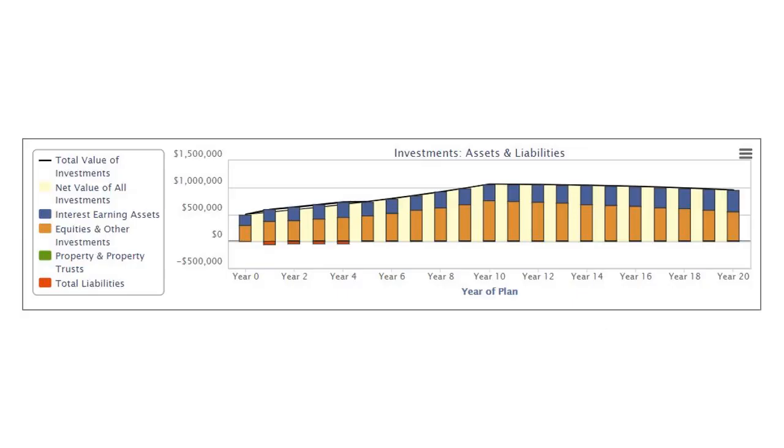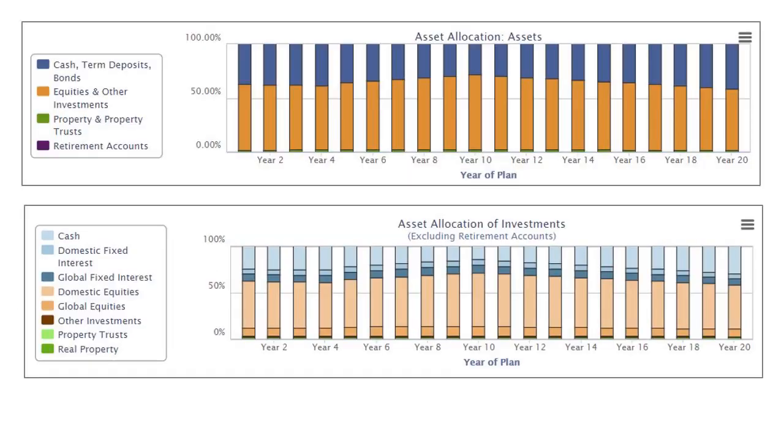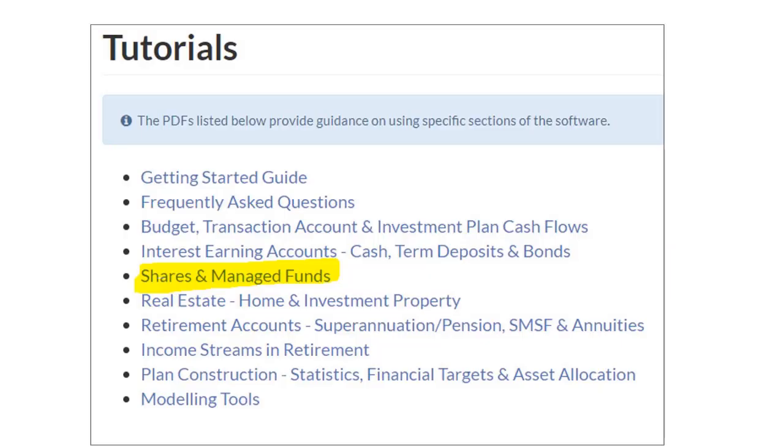On the plan outcomes, the significant graphs you should look at are investments, assets and liabilities, return on investments, asset allocation in 2 formats, and investment and risk profiles. For a more detailed explanation, refer to the tutorial.